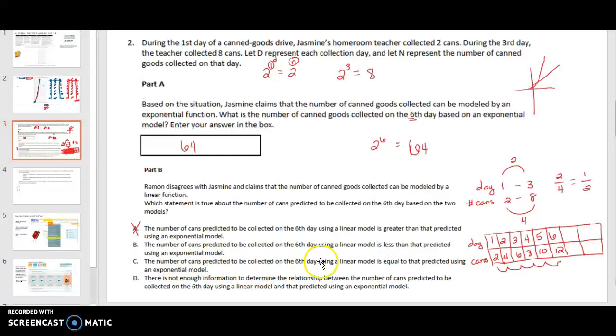The number of cans predicted using a linear model is equal, so that's not true because we know that linear and exponential functions are not the same thing. There's not enough information to determine. Well, that's not true. We do have enough information. So your answer has to be B.